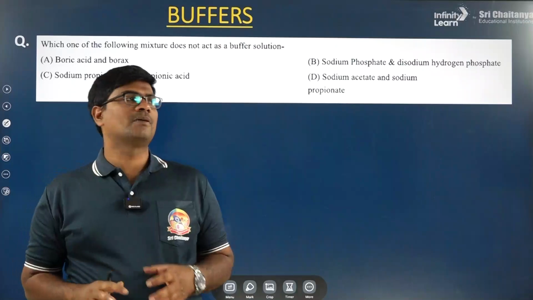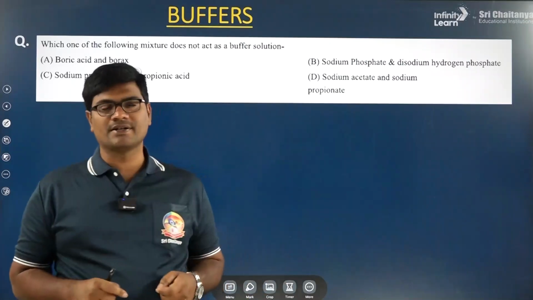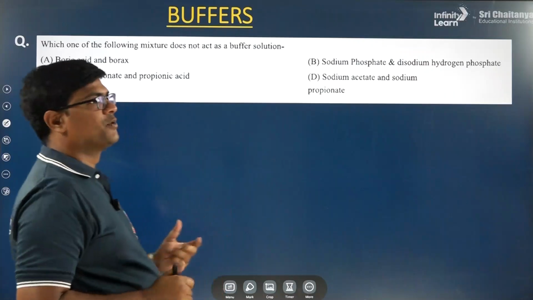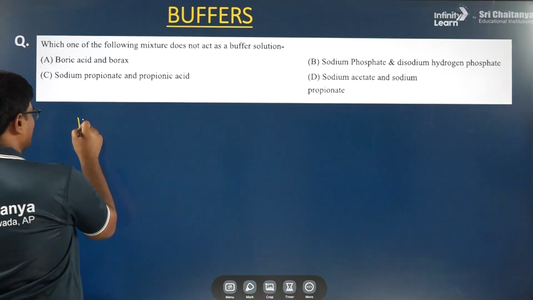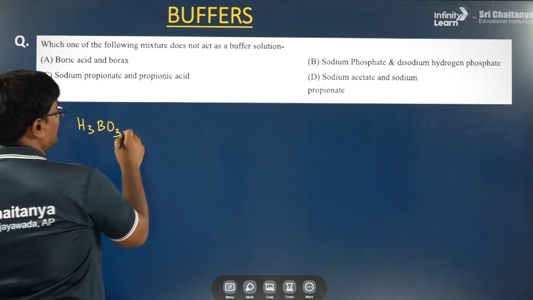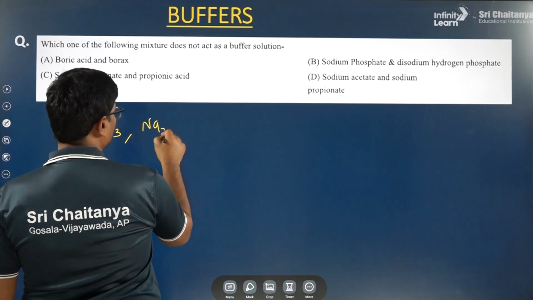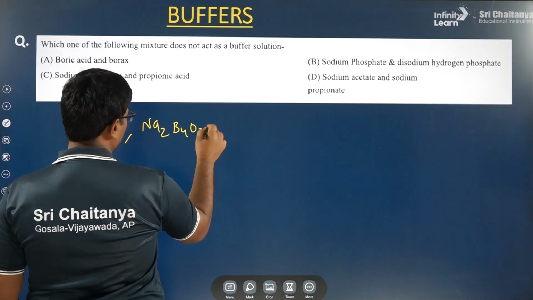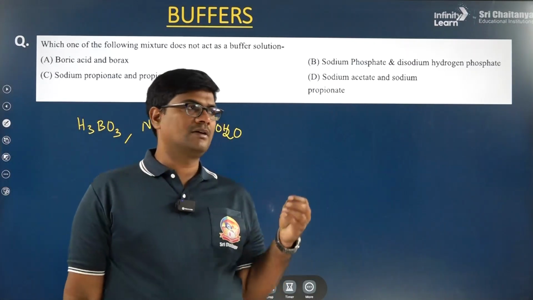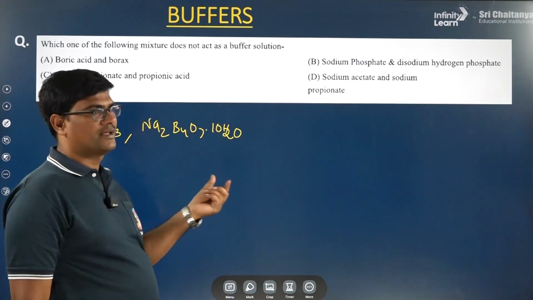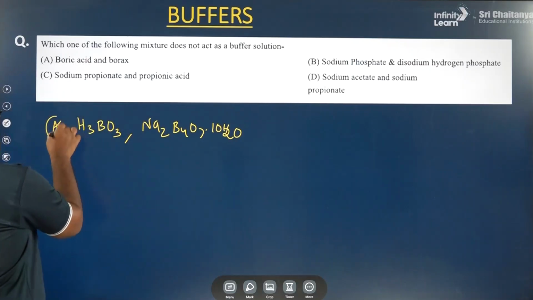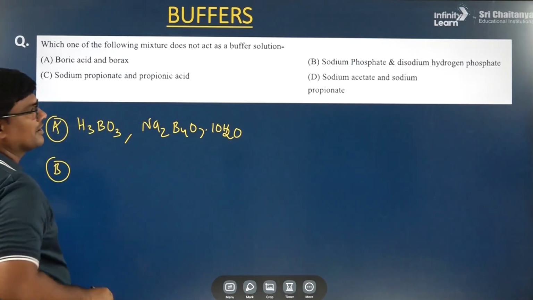The next question is about buffers. Which one of the following mixtures does not act as a buffer solution? That is the question. Option A is boric acid, H3BO3, and borax, Na2B4O7·10H2O. Boric acid is a weak acid, and we have a strong base salt, that is borax. Therefore, obviously it acts as a buffer in option A. Let's go for option B.